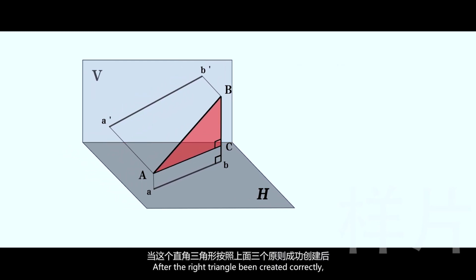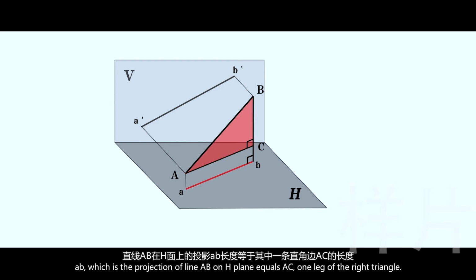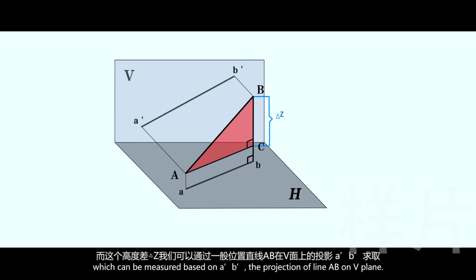After the right triangle being created correctly, we can easily measure its two legs. Lowercase ab, which is the projection of line AB on H-plane, equals AC, one leg of the right triangle. Another leg, BC, shows the height difference, also called delta Z, between point A and point B, which can be measured based on AB apostrophe, the projection of line AB on V-plane.